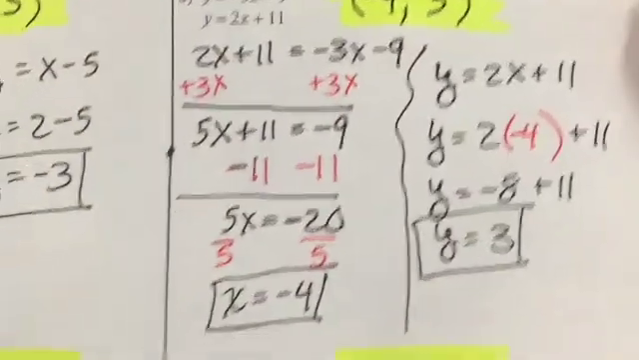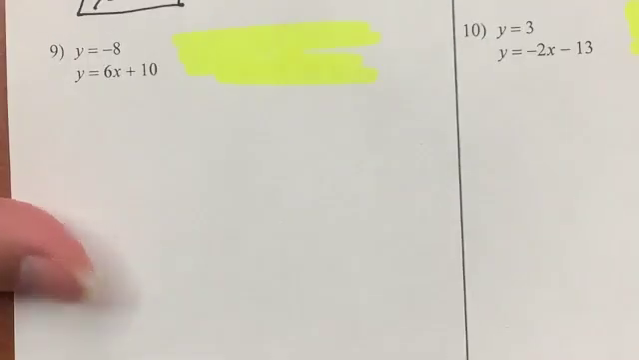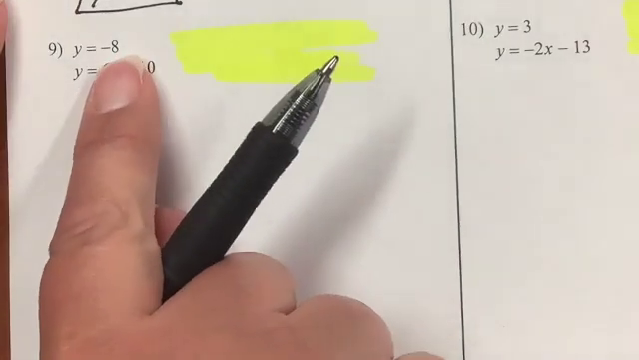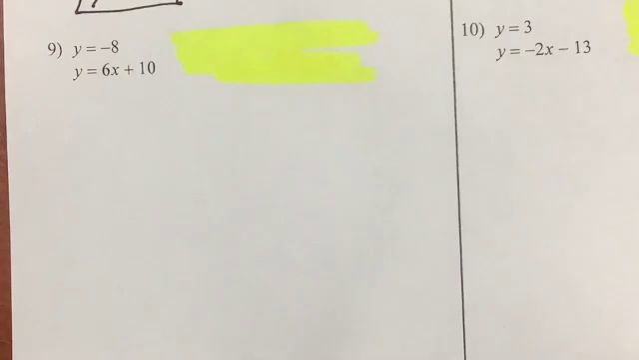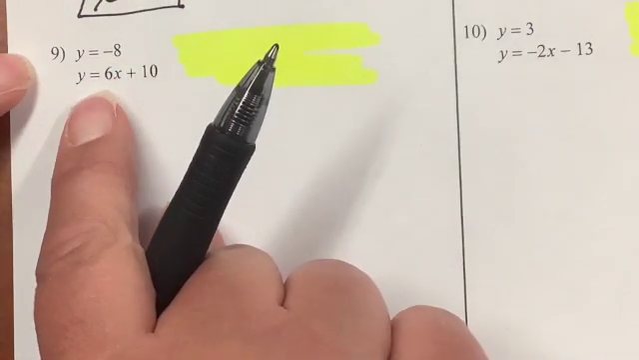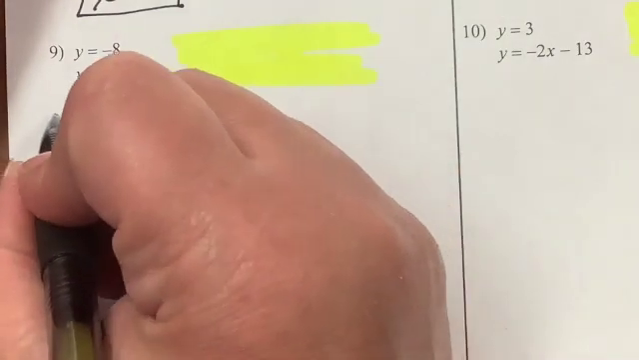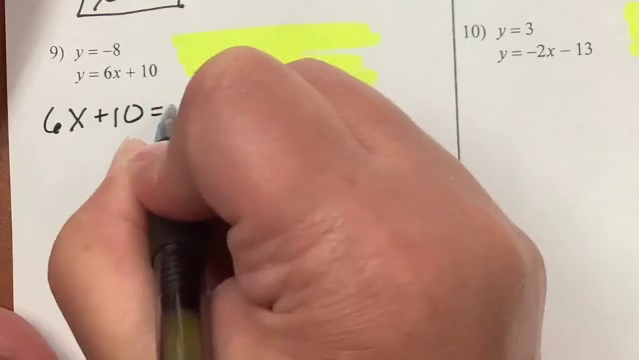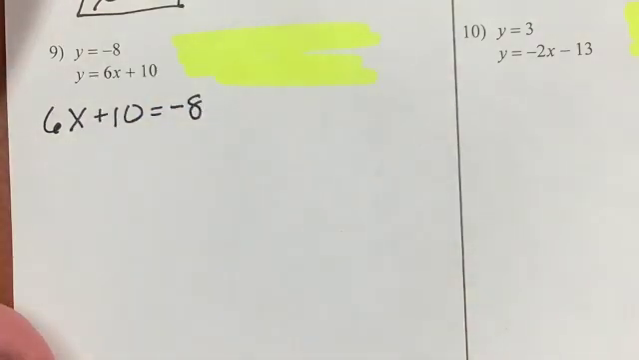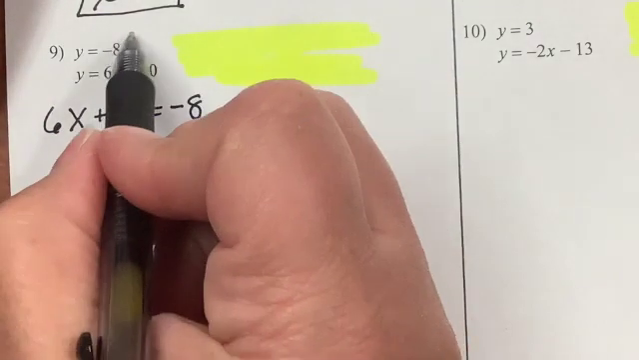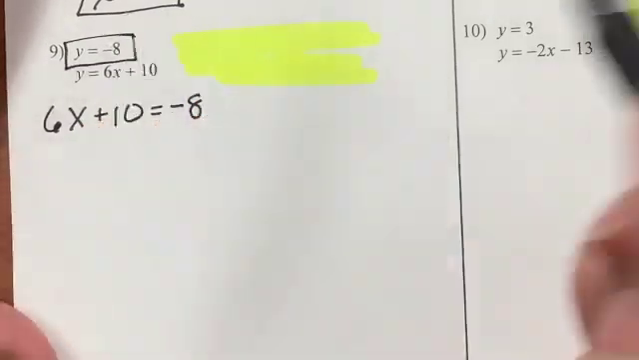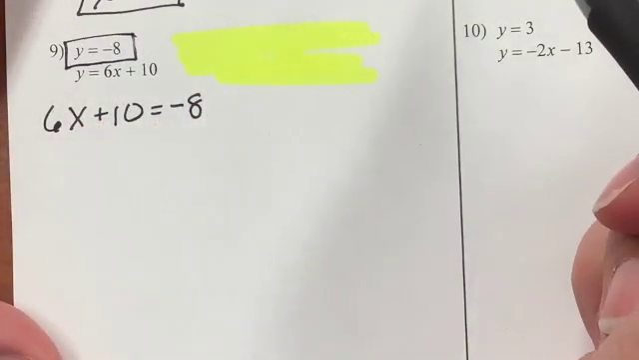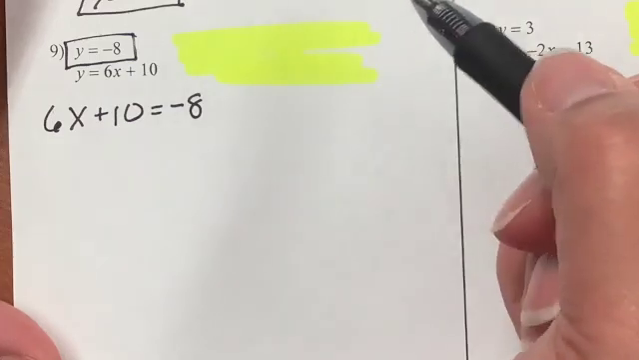Now, I love these ones on the bottom, because these are so easy, because they've got a number here. There's no x, so I know 6x is larger, so that's going to go on the left. 6x is larger than 0. So I start with 6x plus 10 equals negative 8. I already know y is negative 8. I'm actually going to put a box around that because I don't have to find the y. I only have to find the x because I know y is negative 8.